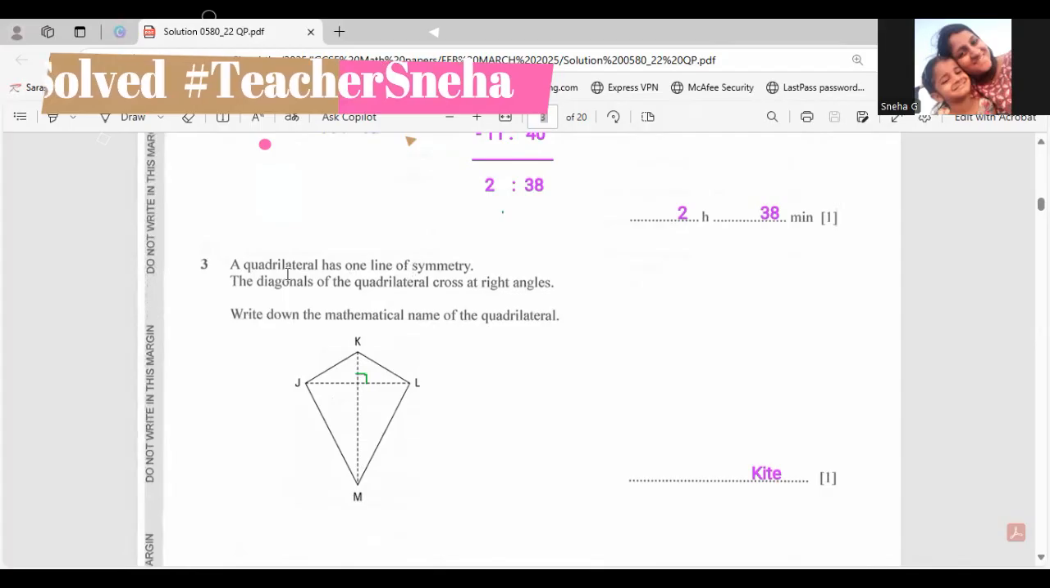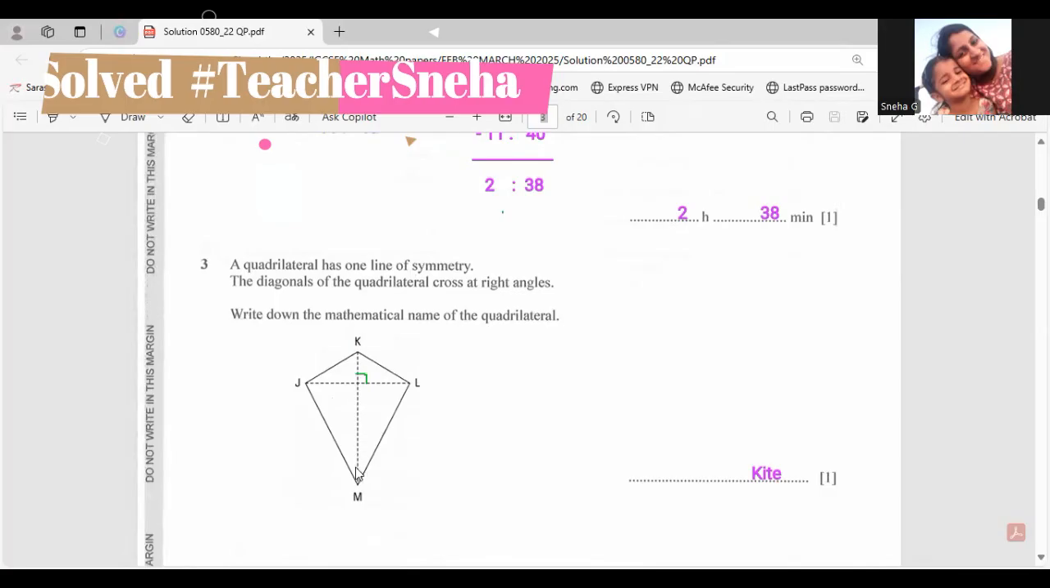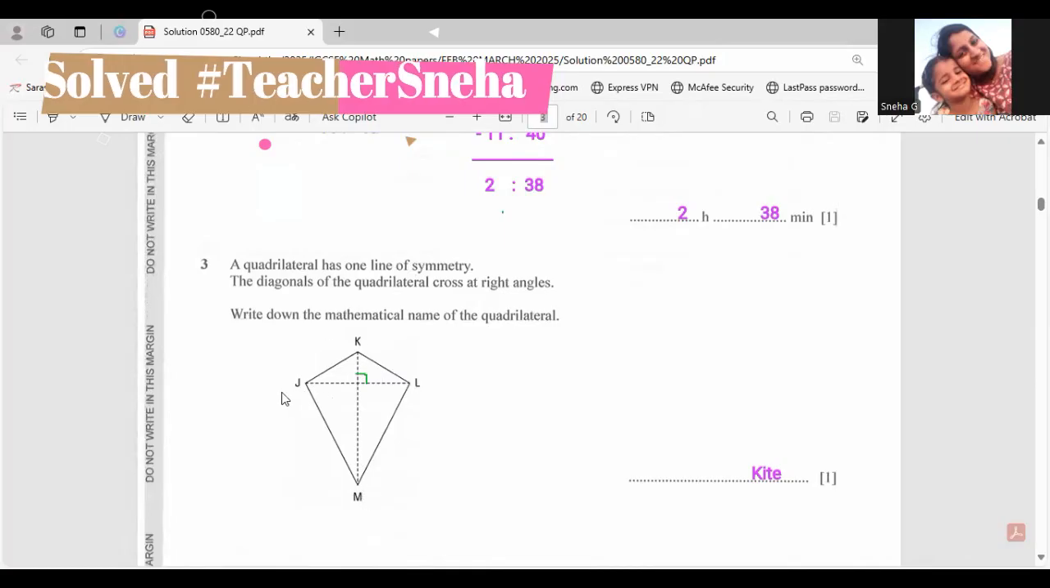So the examiner required you to find a quadrilateral with one line of symmetry. So this is the kite with one line of symmetry. Line KM is the first line of symmetry and the diagonals crossing at right angles. So KM and JL are the two diagonals that are crossing at right angle and the name of the quadrilateral is kite.